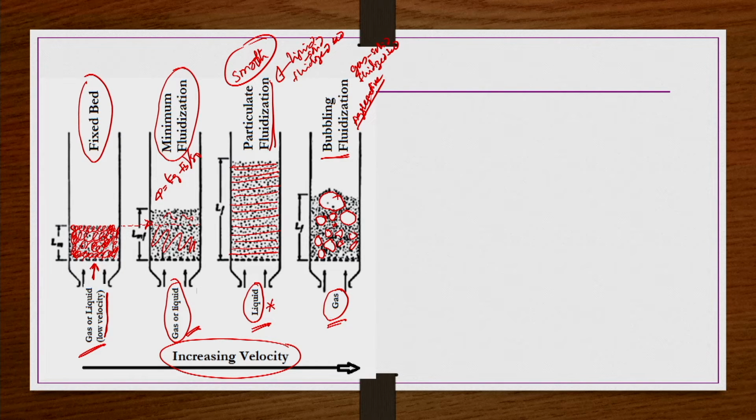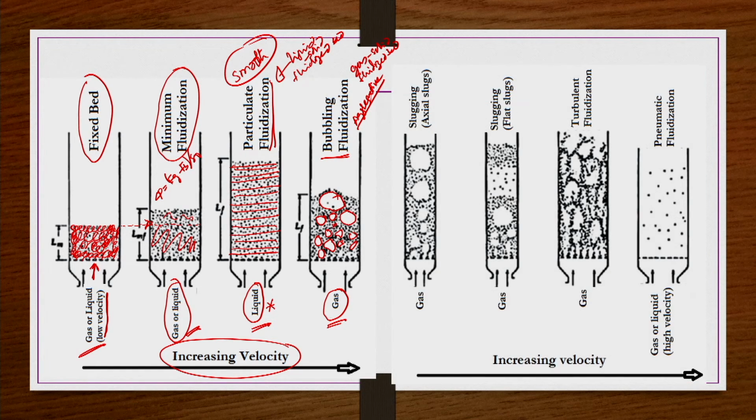Now, we take a few more figures where we have further increasing velocity. Further increasing velocity, but the fluid you take is now gas, and the column diameter you make smaller, or you take a slightly narrower column. Compared to the first four figures, where the column diameter is sufficiently large, in the fifth figure, slugging fluidization, the column diameter is small.